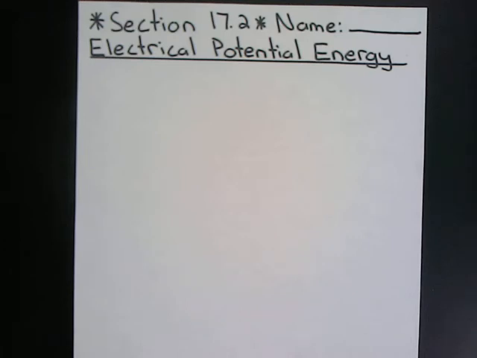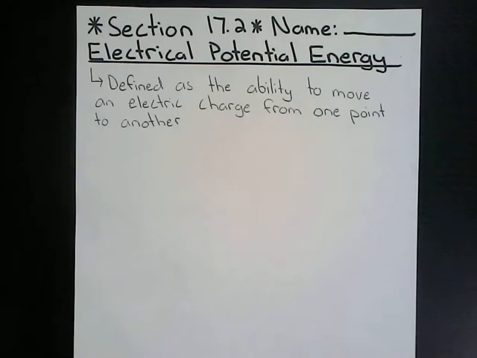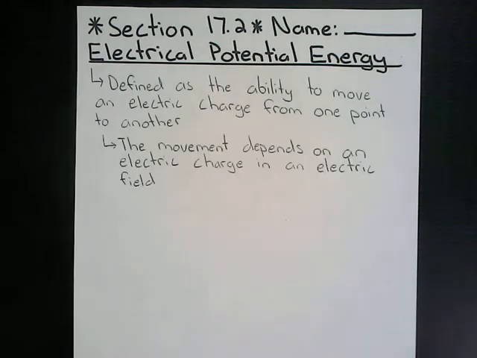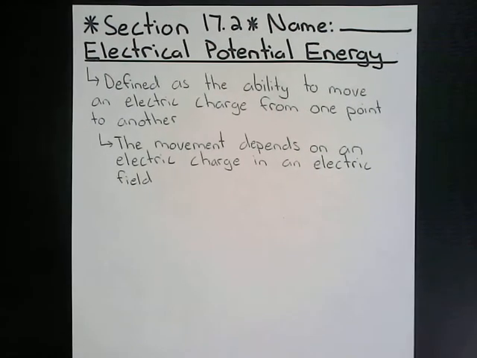So we start out here with what is electrical potential energy. Electrical potential energy is defined as the ability to move an electric charge from one point to another. Now, this movement is dependent upon an electric charge in an electric field. So when we talk about potential energy, we are going to be discussing the movement of negative charges.